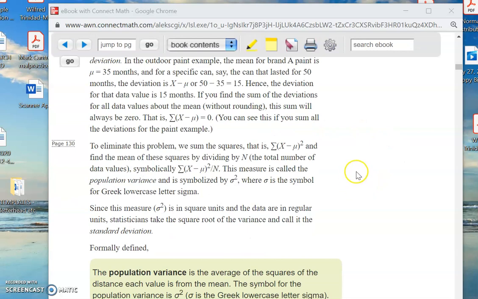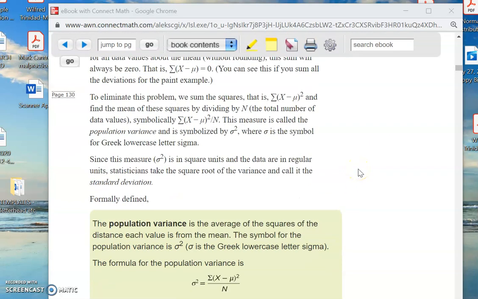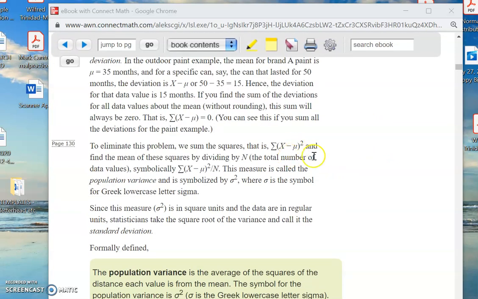So how do we avoid this problem? Well, there's a couple of ways we could do it. One would be to take the absolute value. If you took the absolute value, you wouldn't have this problem of adding up to 0, right? Instead of 15 plus negative 15, you'd have 15 plus 15. So that's one way of doing it. But the standard way of doing this is you take the squares. That gets rid of this problem.